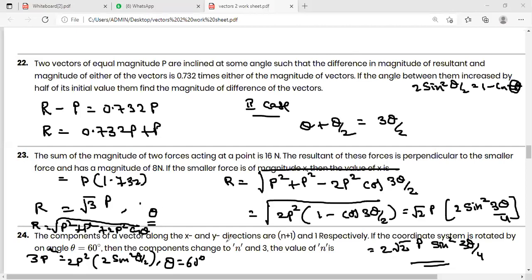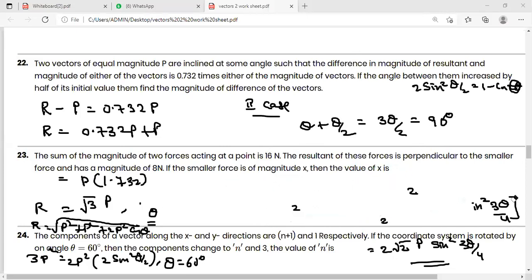Okay, so one more simple way also you can solve. If theta is 60 degrees, as we got here, we had increased theta plus theta by 2. How much will it be then? 90 degrees only, na? If it is 90 degrees, what will be the answer then for the two vectors? I will write this. In values, simply you can solve this.